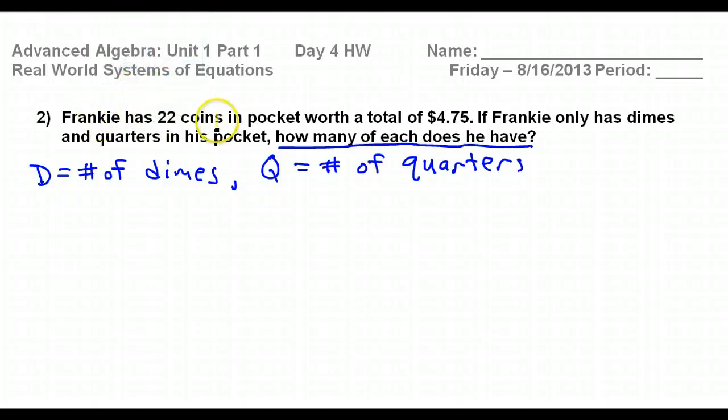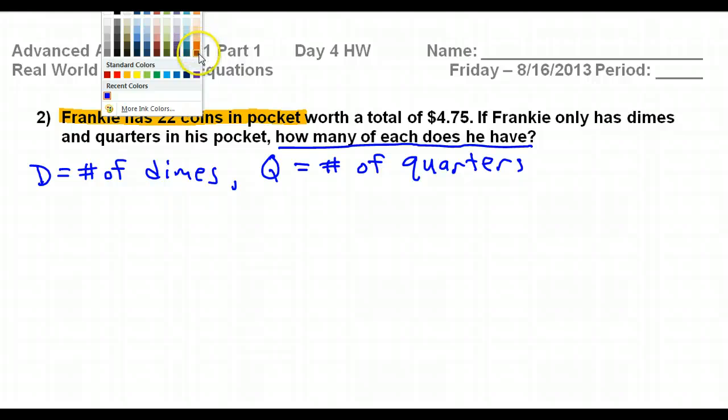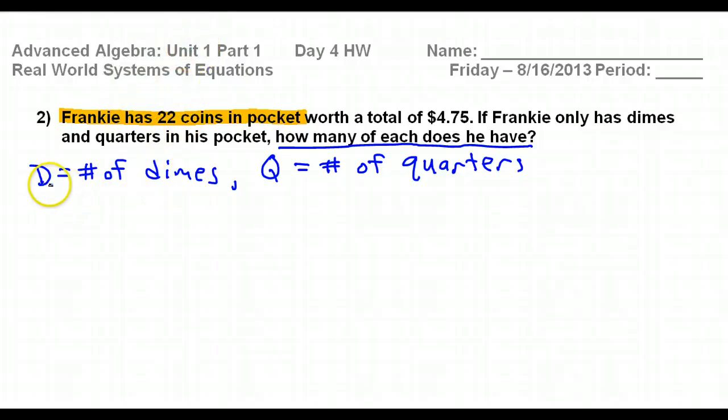All right. Frankie has 22 coins in his pocket. You may not realize it, but that is an equation right there. Okay, because he has this many dimes and this many quarters, and altogether that's got to be 22 coins. So that leads me to the following simple little equation. D plus Q has to be 22. Okay, that's the quantity equation. All right, the number of dimes plus the number of quarters should be the total number of coins. Boom.